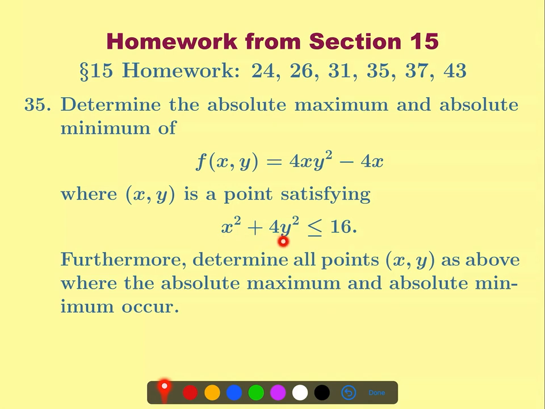You might remember that x squared plus 4y squared equals 16 is an ellipse. We're not going to need to know that it's an ellipse for this problem, but it might not hurt to know that. And we want to determine all the points x and y inside this ellipse for which the absolute max and absolute minimum occur, as well as what the absolute max and minimum values are.